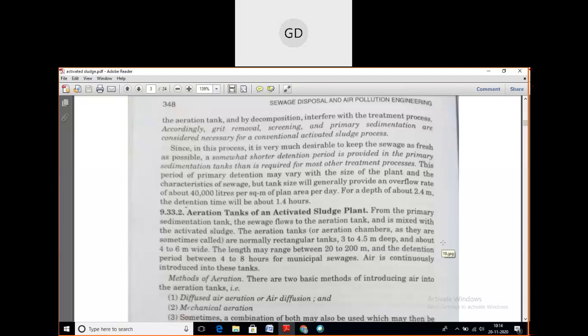And what is the overflow rate of an activated sludge plant? It is 40,000 liters per square meter of plant area per day. The depth is about 2.4 meters, and the detention time is about 1.4 hours. You can remember this: the overflow rate is 40,000, the depth is about 2.4 meters, and the detention time is about 1.4 hours.